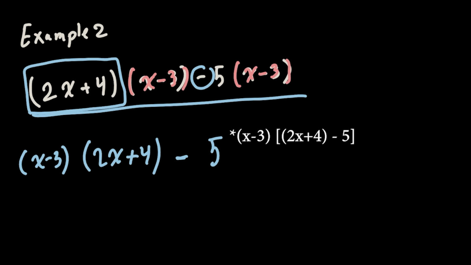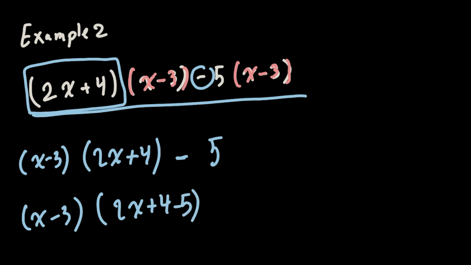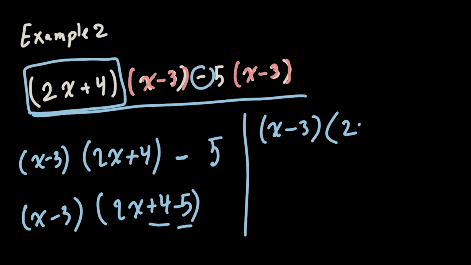So let's see what we will get now. Here we have x minus 3, and here we have 2x plus 4 minus 5. Here we have 4 minus 5, it's minus 1, so we have 2x minus 1. And this is the final solution.